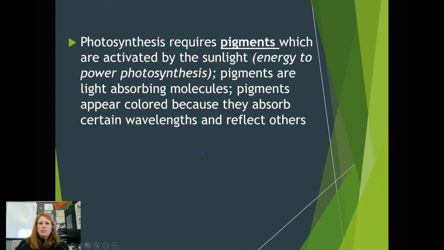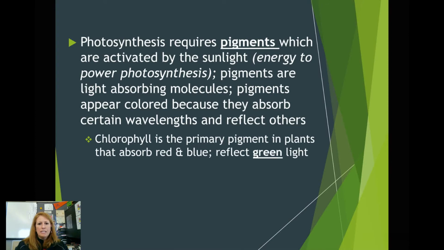Now, photosynthesis does require pigments, and it's activated by the sunlight. The pigments absorb some wavelengths of light, and they also reflect others depending on the pigment. And so we're going to look at the spectrum, like when you look at a prism, the different wavelengths of light. So chlorophyll has two primary pigments. The main one is red and blue, and it's going to reflect green. So whatever you see, if I have a green plant, it's reflecting the green wavelength of light.